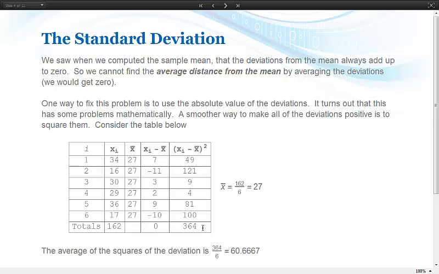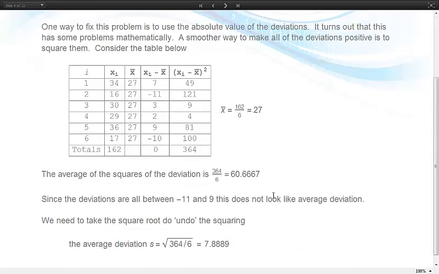So now I can compute the average of the squares of the deviations by dividing by 6, dividing by how many there are. And I get the answer as 60.6667, or 60 2/3. Well, if you look at the deviations, they range from negative 11 to positive 9, so this certainly doesn't look like a deviation that represents this set. The reason is that we squared all the numbers.